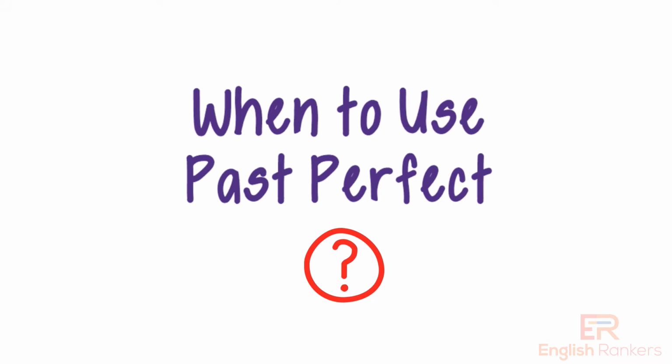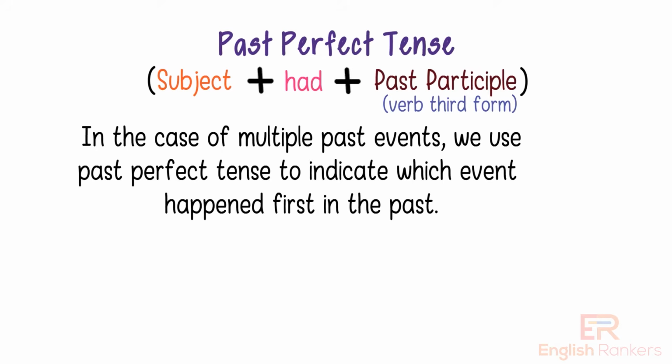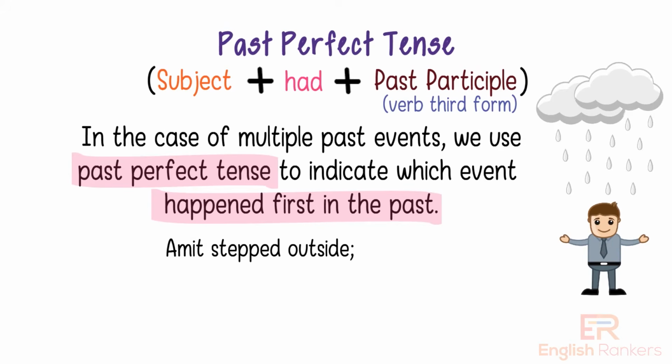Sometimes we have 2 or 3 things in the past and we need to explain which one happens first and which one happens second in the past. So there we use past perfect. If there are 2 events in the past, we use past perfect for the event which happens first. For example, suppose there are 2 events here. Amit stepped outside. It started to rain.